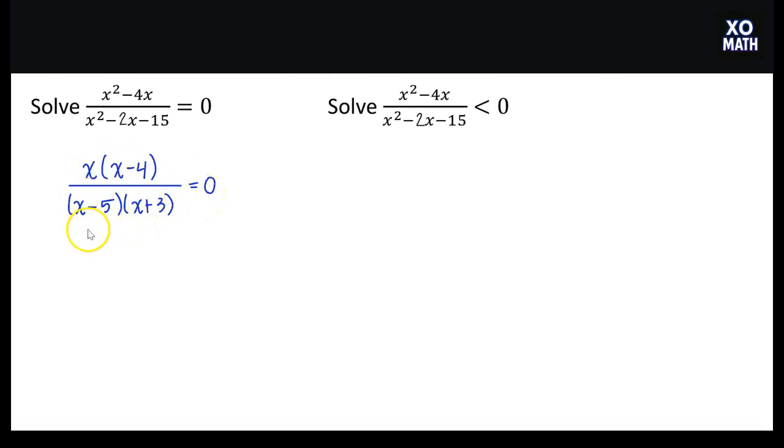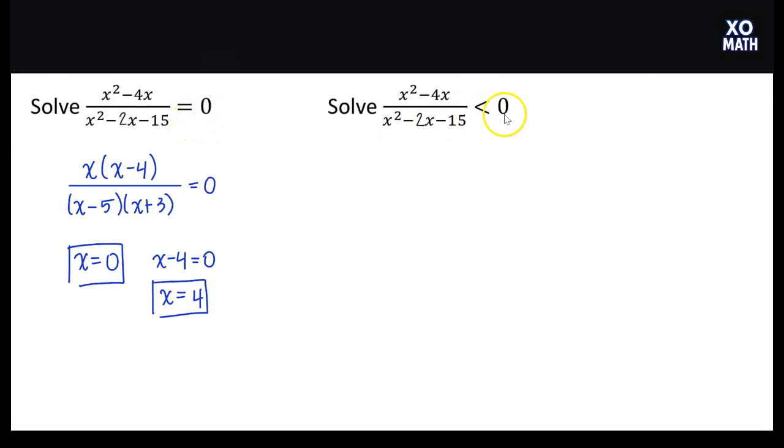Since none of these factors are going to cancel out, we can now go ahead and set the two factors in the numerator equal to 0, because that's when a quotient equals 0, when the numerator equals 0. So we have x equals 0 and x minus 4 equals 0. So we have x equals 0 and x equals positive 4. Those are the solutions to the equation.